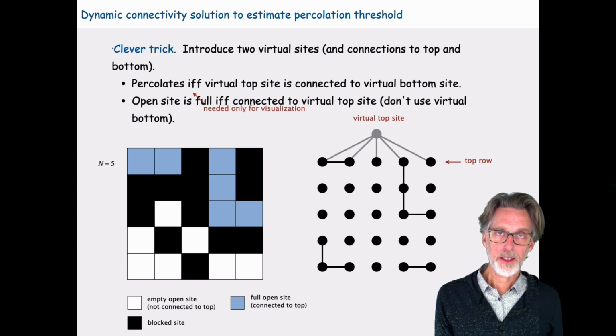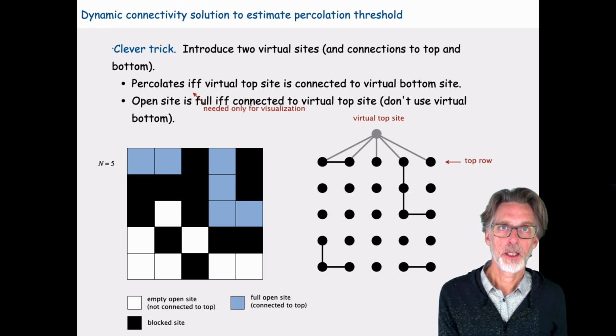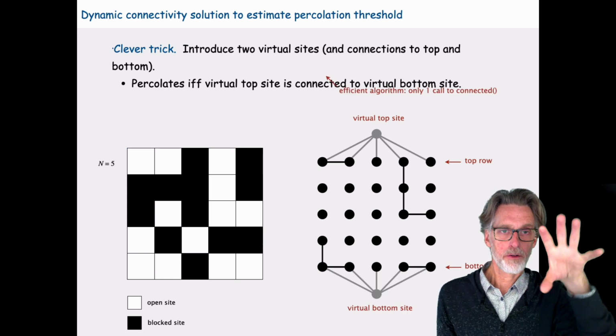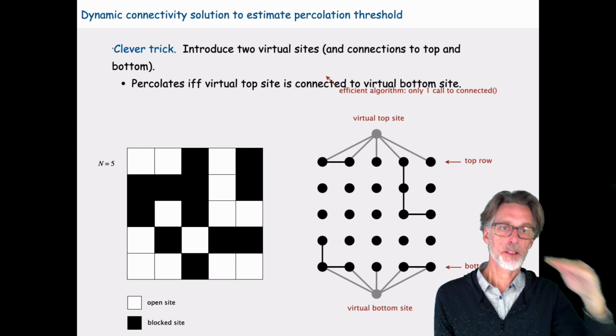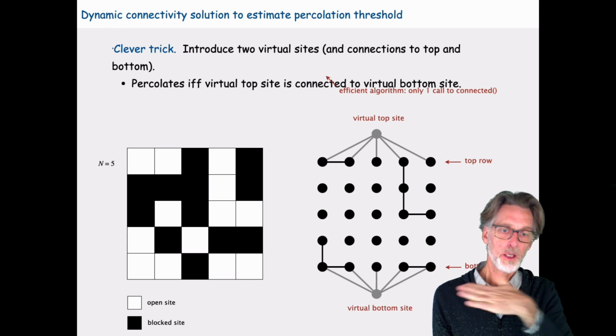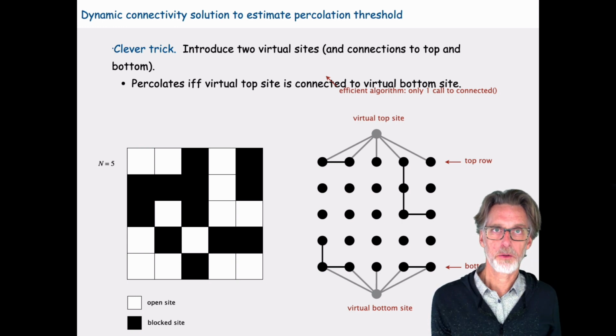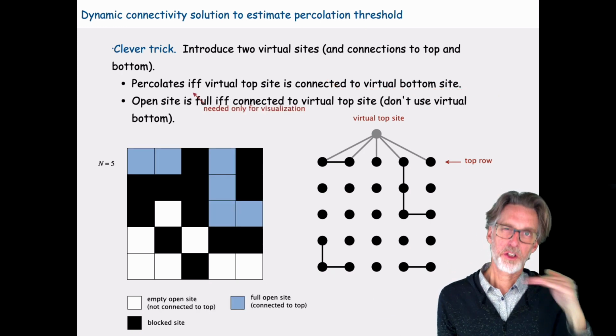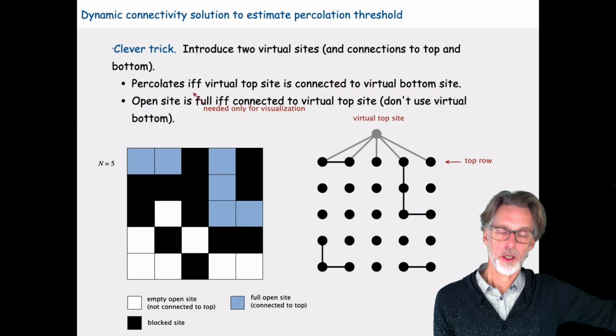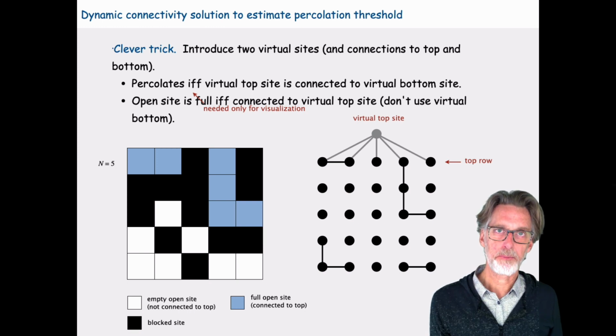The difference between these is just how they're initialized. In the case of answering the percolation question, we're going to want to initialize this to connect all of the elements of the top row and all of the elements of the bottom row. And for answering the question of whether or not something is full, we're just going to want to connect the top row. We'll leave the bottom row empty.